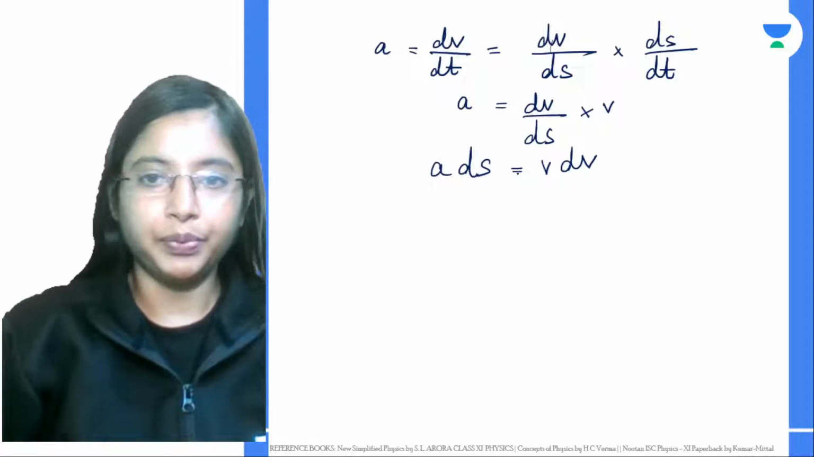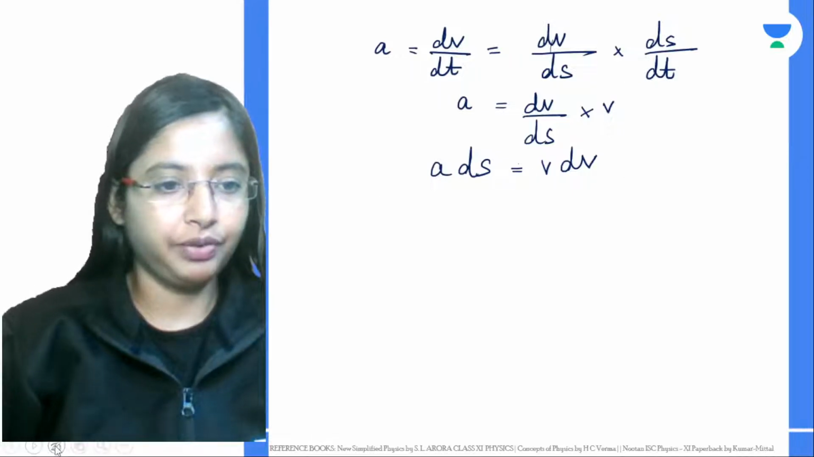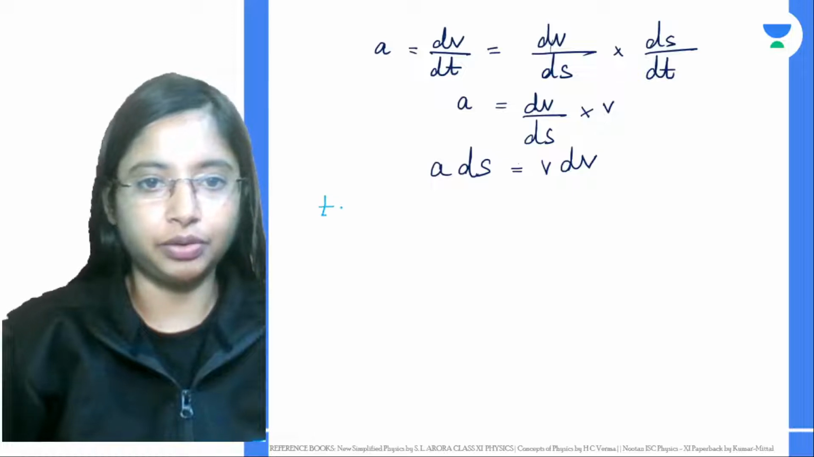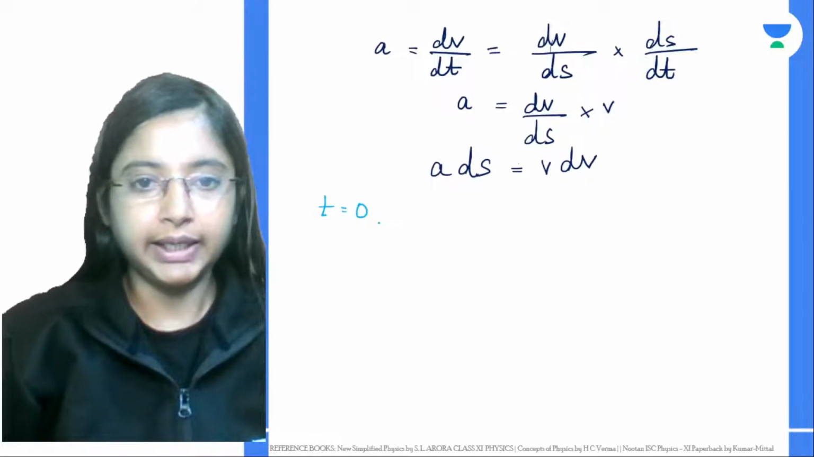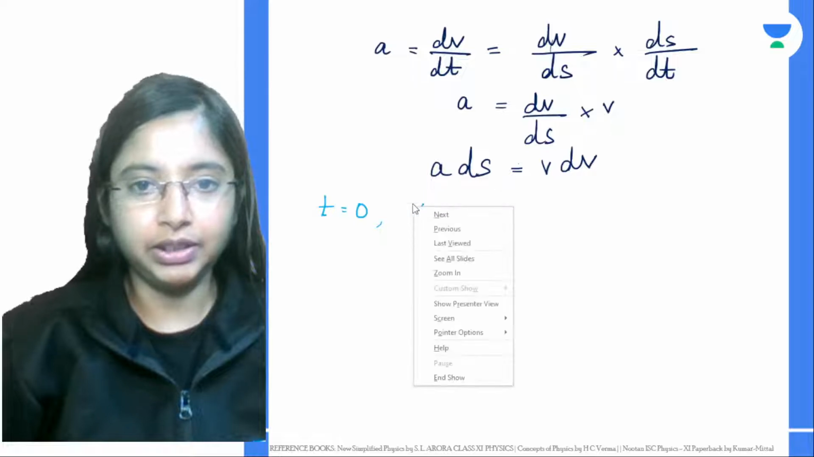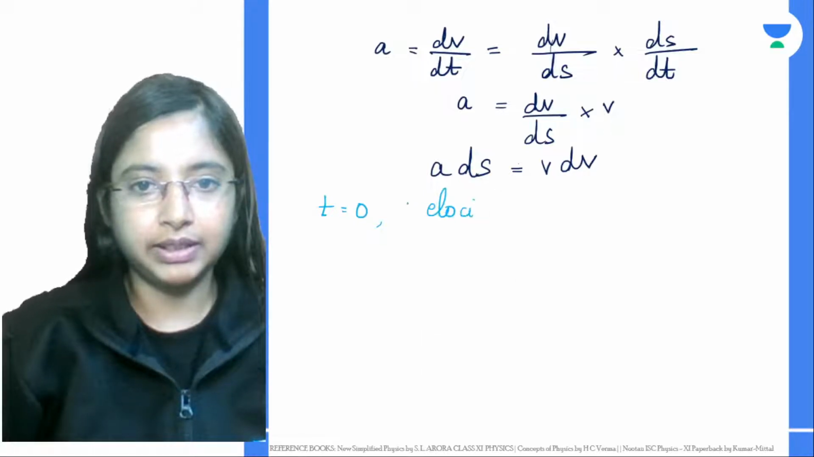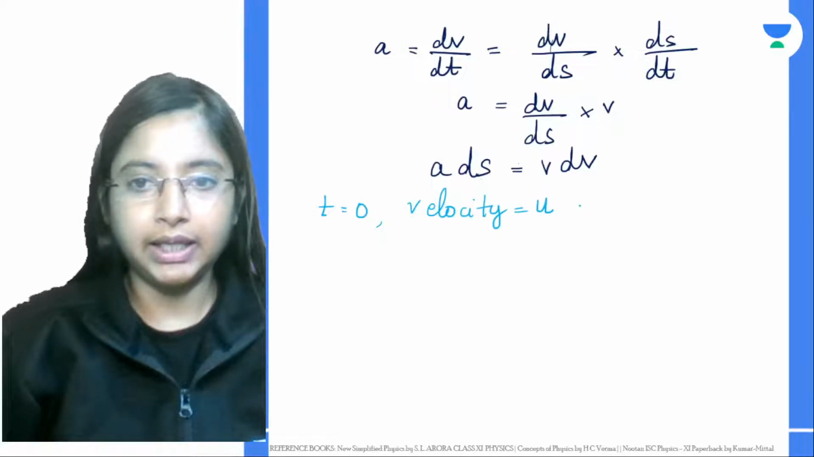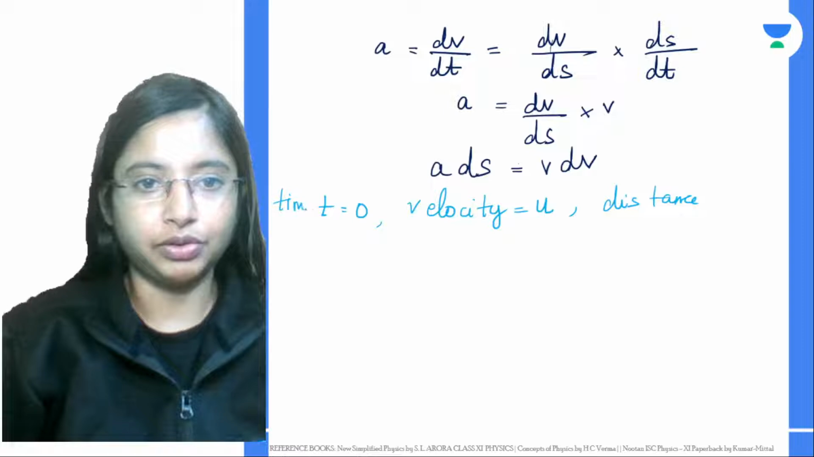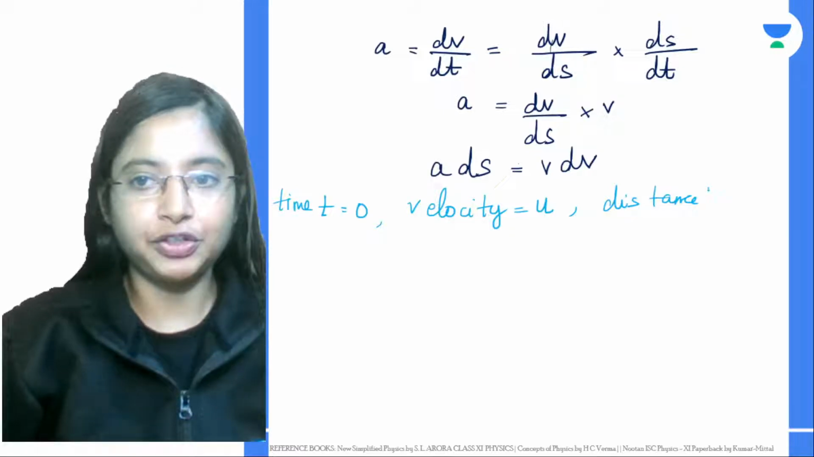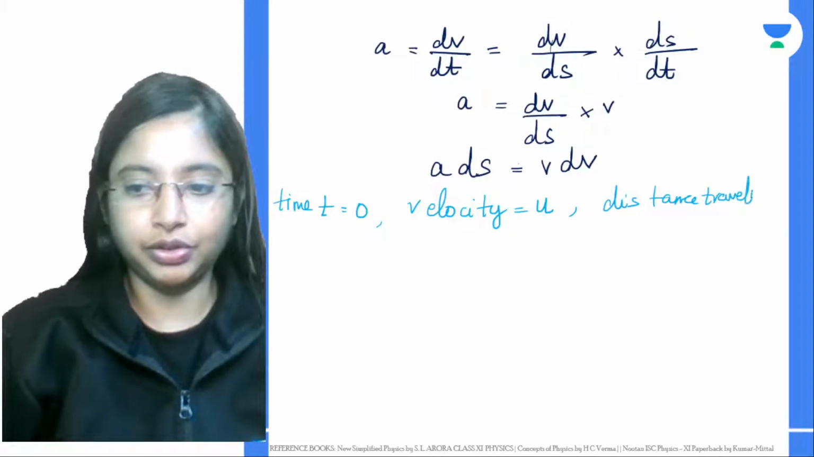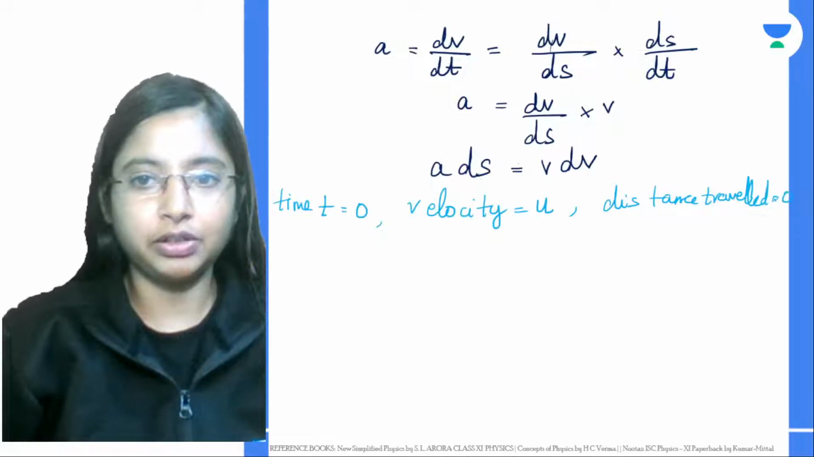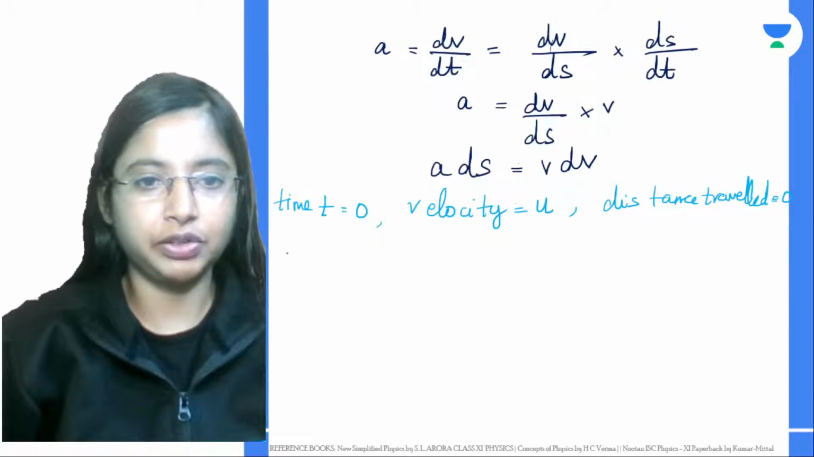Alright, let's make a small assumption. When time t is equal to 0, let's take the velocity to be, in this case instead of v0 we'll use u, and the distance traveled at time t equal to 0 is basically going to be 0. At time t equal to 0, the object has a particular velocity u and the distance traveled is actually 0.